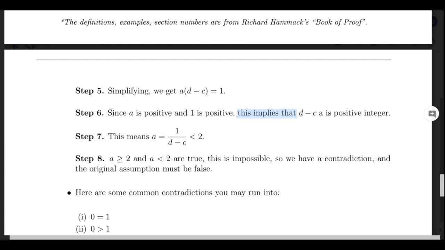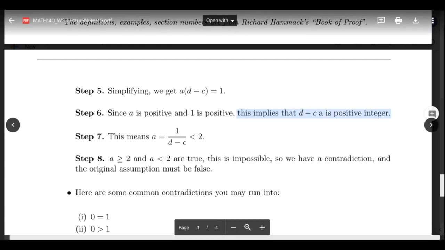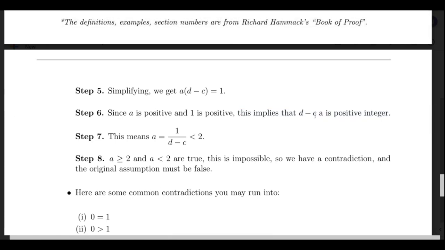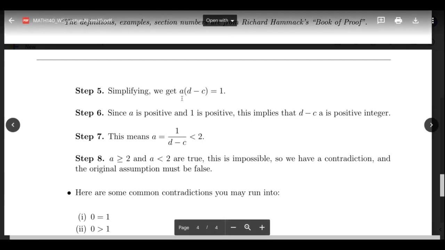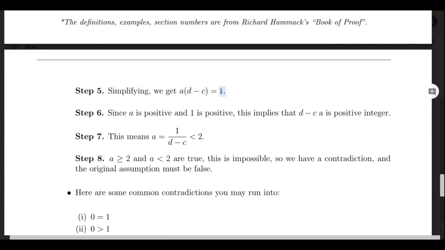Oh, okay. Because D minus C is a positive integer. This implies that D minus C is a positive integer because A is an integer, 1 is positive, A is positive, and A is at least 2. So we have 1 divided by D minus C, because D minus C has to be positive.